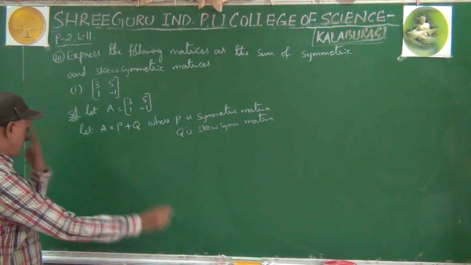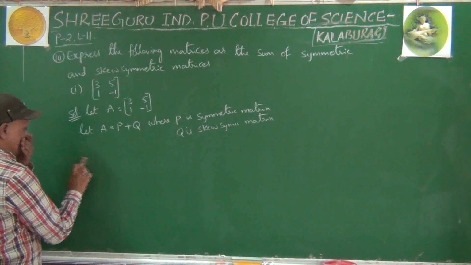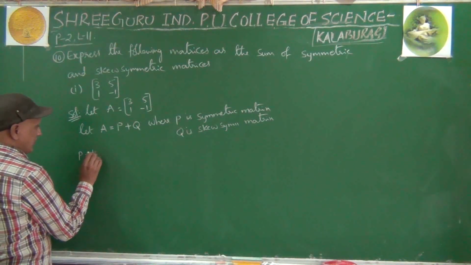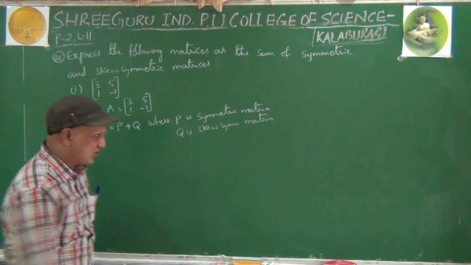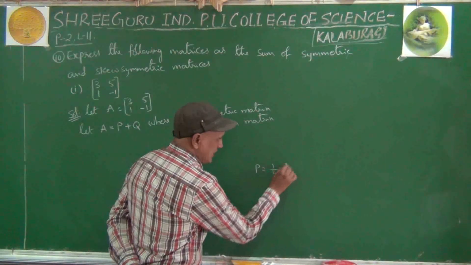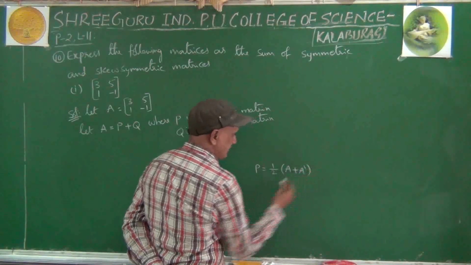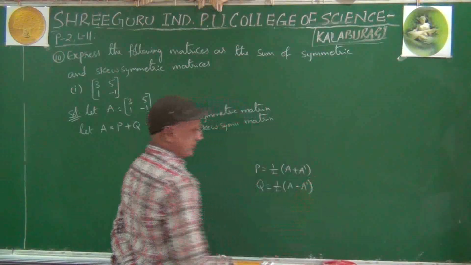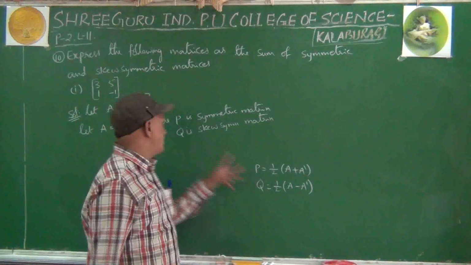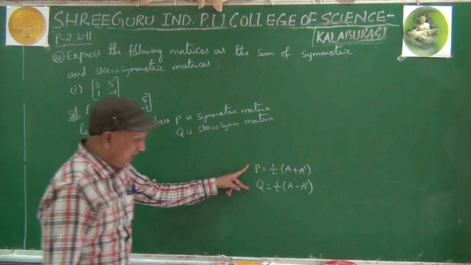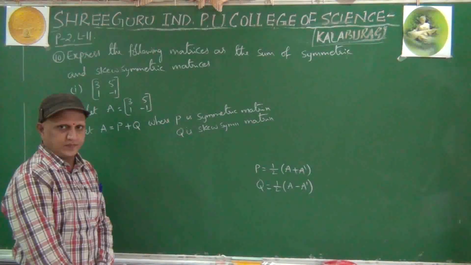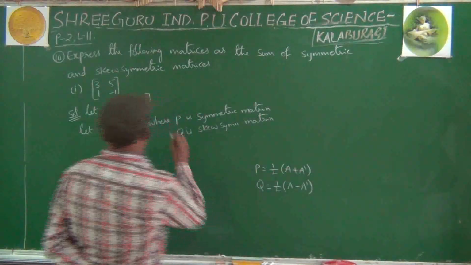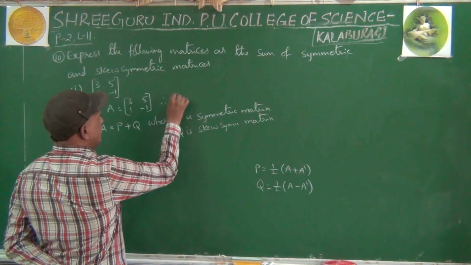Right? P equals 1 by 2 into A plus A dash. Q equals 1 by 2 into A minus A dash. If we add these two, we should get this one. Okay. First of all, let us find out A dash here itself.